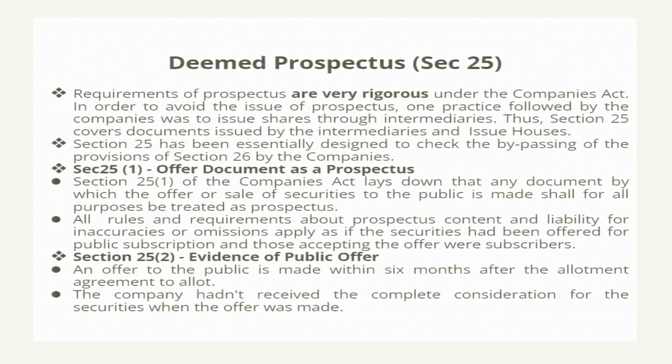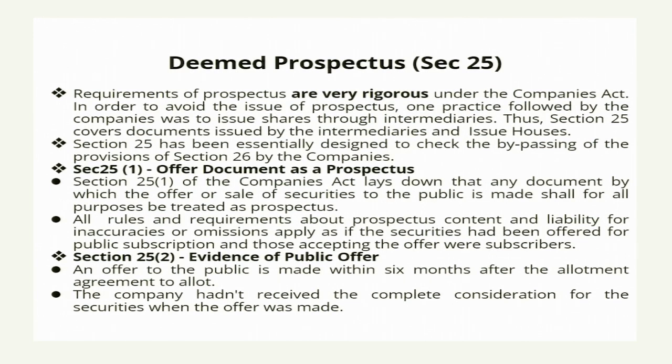Deemed prospectus is defined in section 25. The requirements of a prospectus are very rigorous under the Companies Act. In order to avoid the issue of a prospectus, the practice followed by companies was to issue shares through intermediaries. Section 25 covers documents issued by the intermediaries and issue houses. So, section 25 clause 1, offer document as a prospectus. Section 25 clause 2, evidence of public offer.